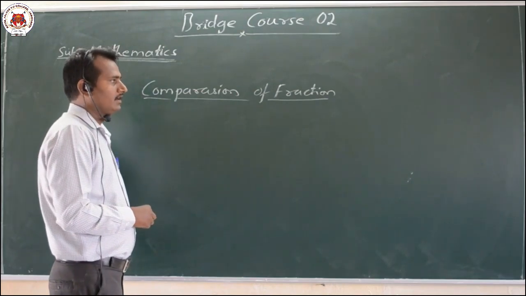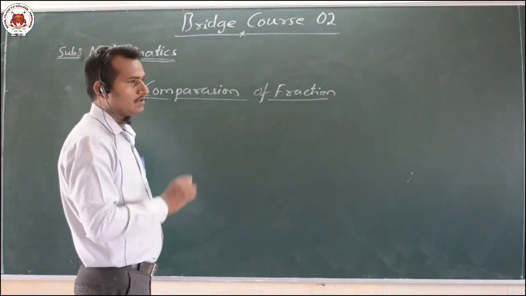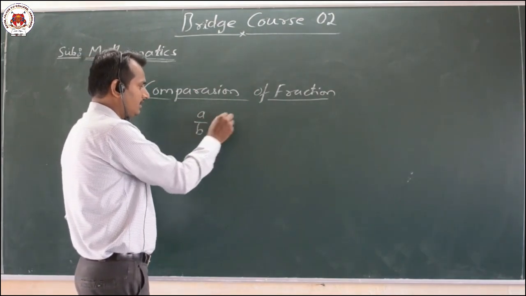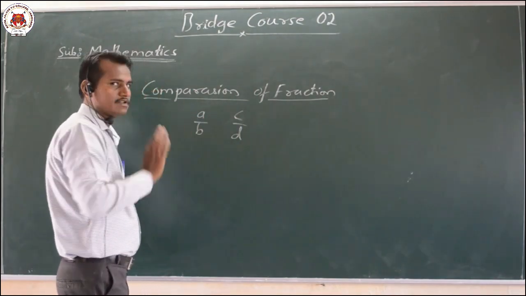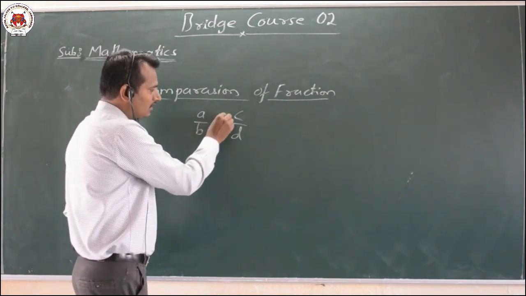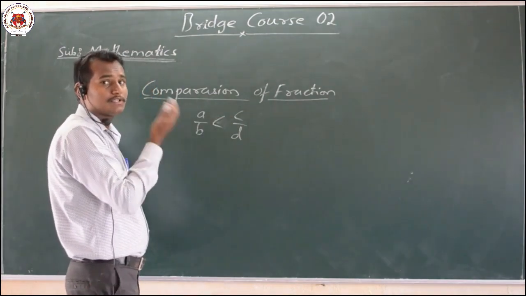Okay, now comparison of fractions. What do you mean by comparison of two fractions? That is a by b, c by d. Which one is greater or smaller? Whether a by b is greater than c by d, or whether it is less than c by d, or both are the same, that we don't know.